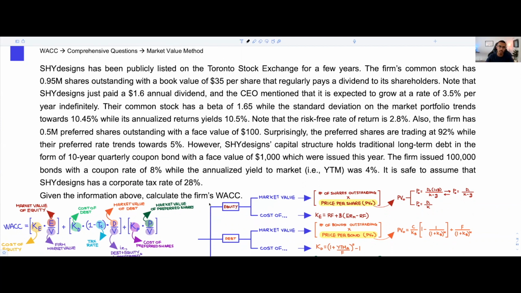So Shy Designs has been publicly listed on the Toronto Stock Exchange for a few years. The firm's common stock has 0.95 million shares outstanding with a book value of $35 per share that regularly pays a dividend to its shareholders. So let's take a step back for this specific sentence. We got a few interesting things here. Let's take out our red highlighter and highlight that there are 0.95 million shares outstanding. That's very important for us.